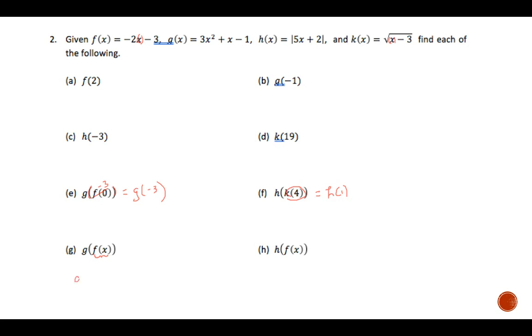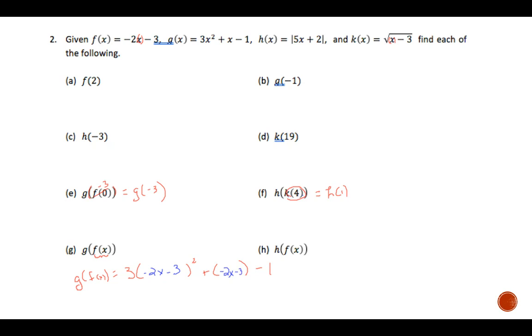These two, though, ask you to input all the range values from f into g. So here I have to say g of f of x is equal to 3 times (-2x minus 3) squared plus (-2x minus 3) minus 1. And then I have to input all of the answers, not just when f is 0, not just when k is 4. Into g, I have to put every answer for every f of x. How do I know what that is? Well, every x gets multiplied by -2 and then subtract 3. And then you need to clean this up.